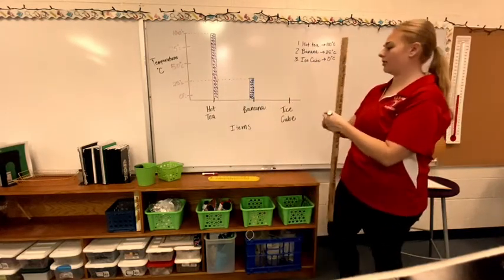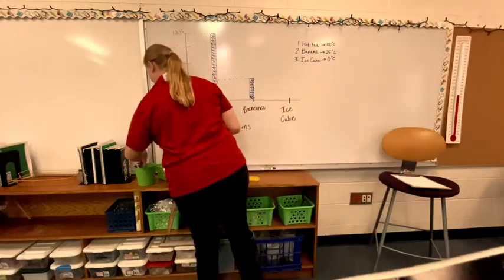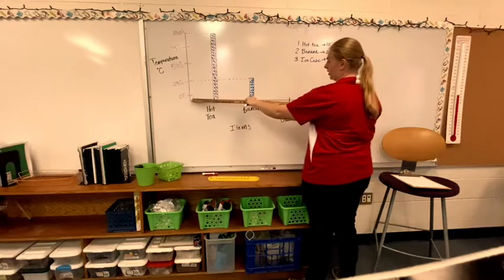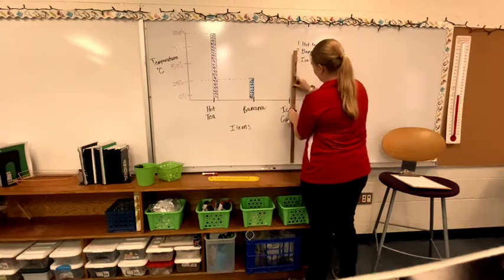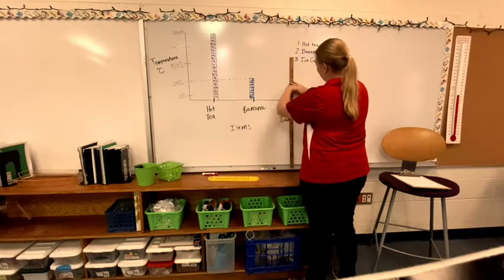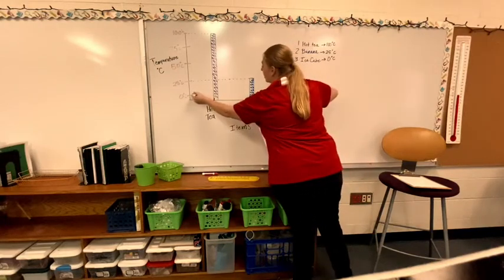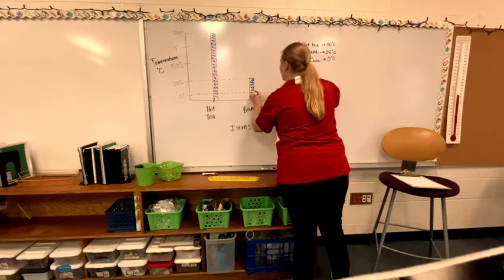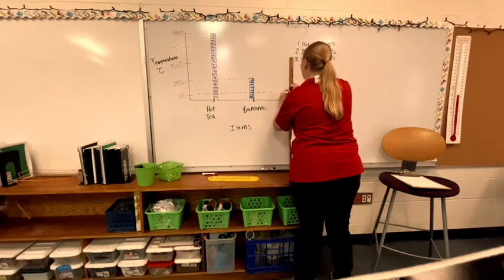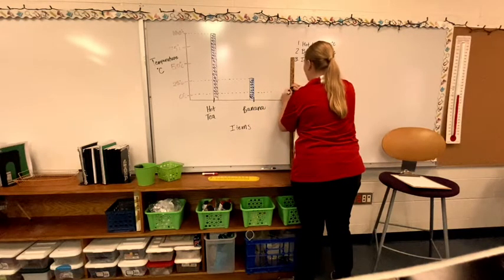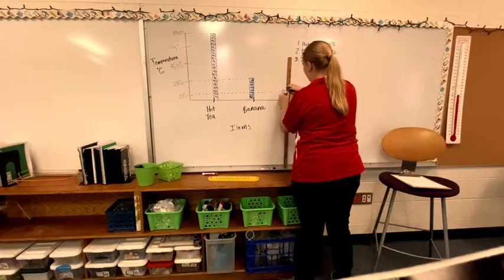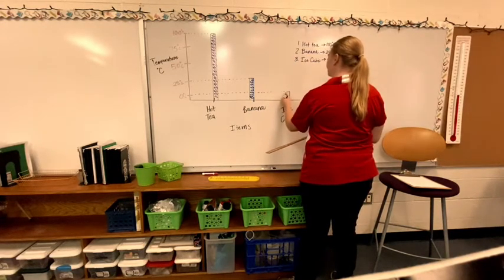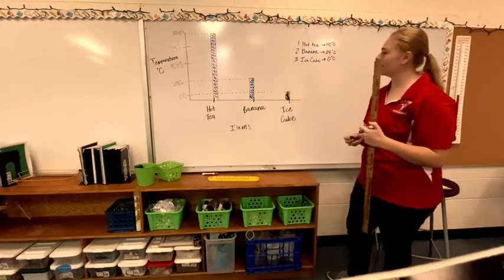Okay, let's do the very last one. Our ice cube, we know that that's at 0. So we're gonna line it up right here. Got a long way to go. Okay, drawing the line. Color it in. Okay, that's pretty much it.